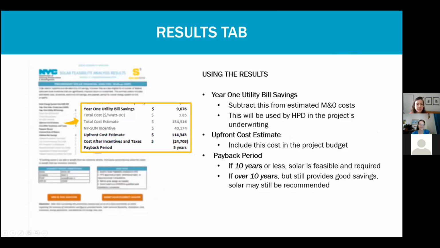And these results can really be used to understand what your project will cost and what it will save you. So, things to look at are the year 1 utility bill savings. That's going to be subtracted from your project's M&O costs and used by HPD in underwriting. The upfront cost estimate is what you can look at for using a project budget. And then the payback period is really the critical piece of information that we use to determine if solar is required. So if it's 10 years or less, it's feasible and required. If it's over 10 years, but still provides good solar savings, solar may still be recommended, though it's not required.